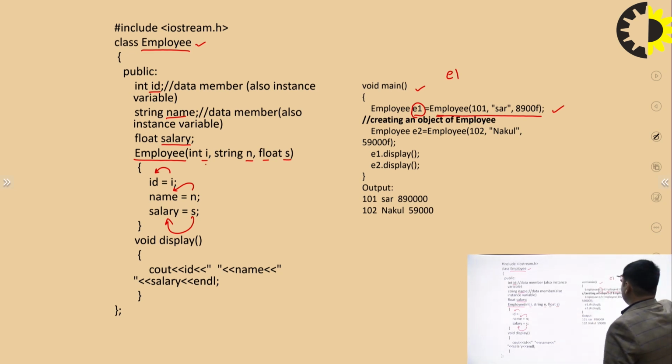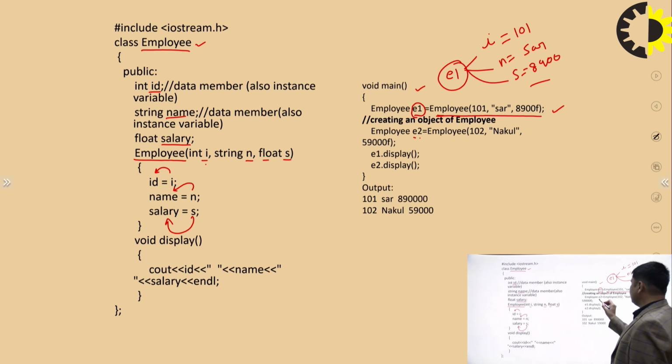So, i will be assigned 101, and s will be transferred the value 8900 in reference to object E1.